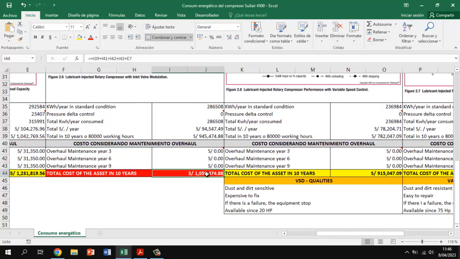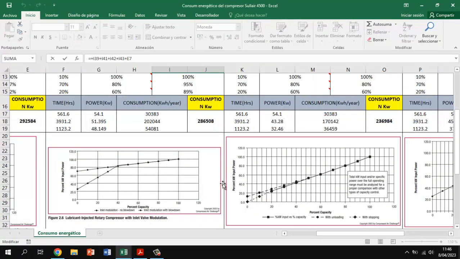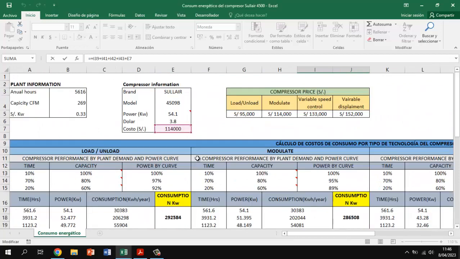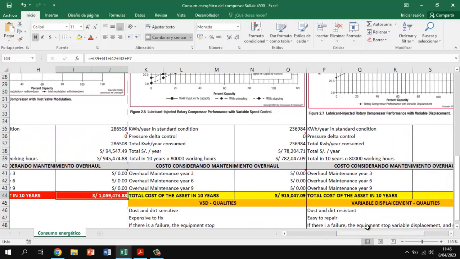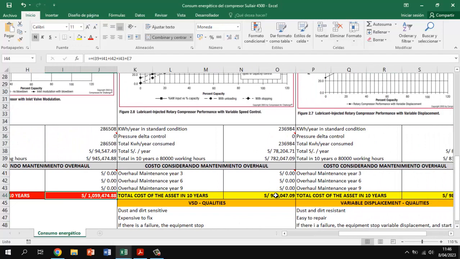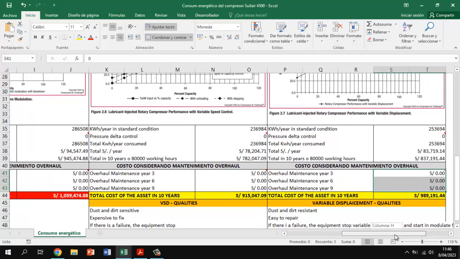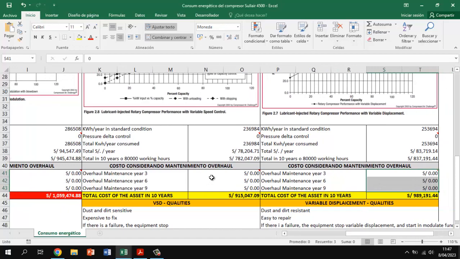So we are just going to add this. Remember that we are applying the price because this is the total cost of the asset in 10 years. The same for VSD 0, and the same for variable displacement 0, because we don't have overhaul.